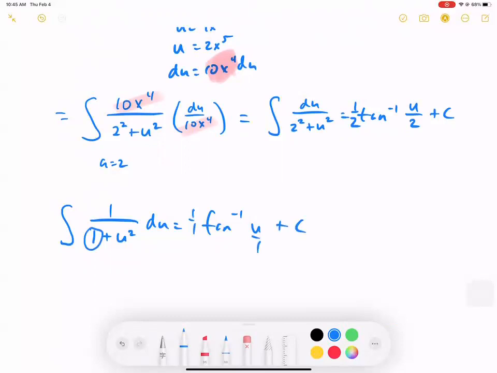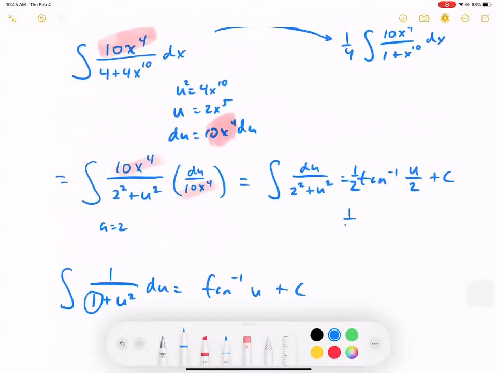That's the rule. Do we plug in anything for u? Yes, we always have to rewrite u, right? We have to write back the u. This is 1 over 2 tan inverse of 2x to the fifth over 2 plus c. If you want, you can simplify that 2 out.